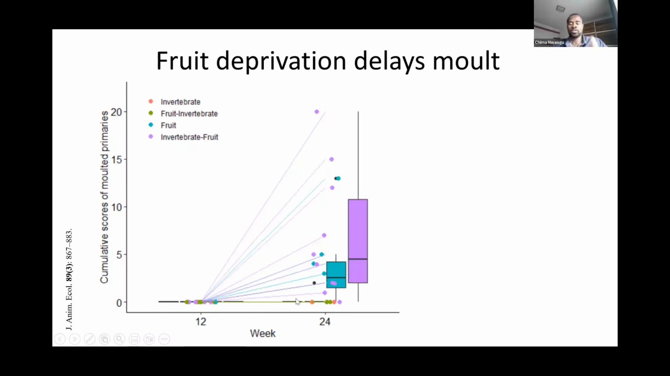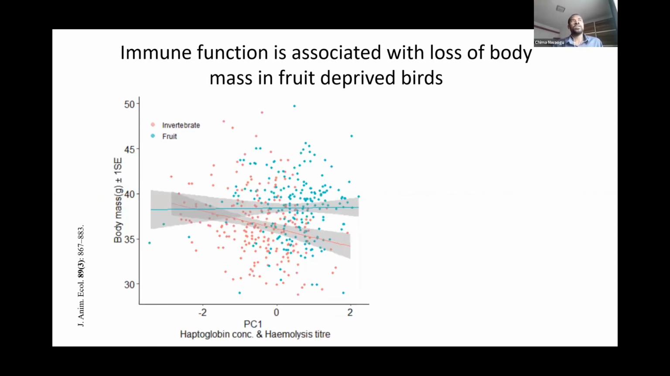And just to add to that, it was not until we introduced the birds on the invertebrate diet to a fruit diet that moult started. That's at the end of the experiment. So then we tested one last thing.